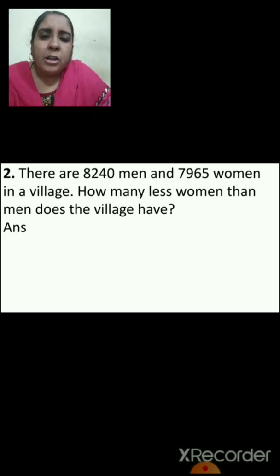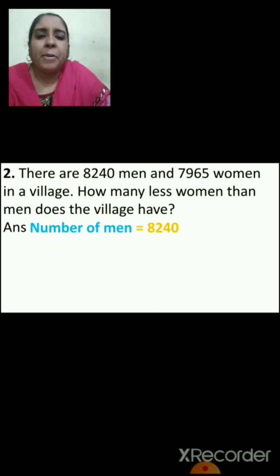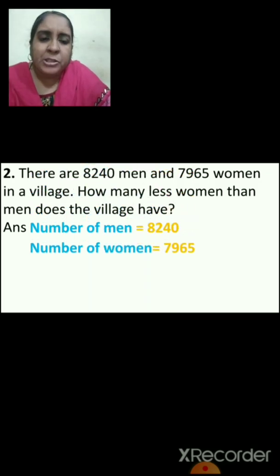Now here they have given the number of men and number of women, right? So our statement will also be in the same way. So how you are going to start? Yes, first you will write number of men because 8240 men is given. Now we will write the second statement. What is it? Number of women. How much is it?